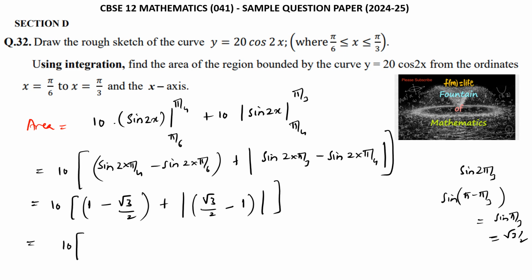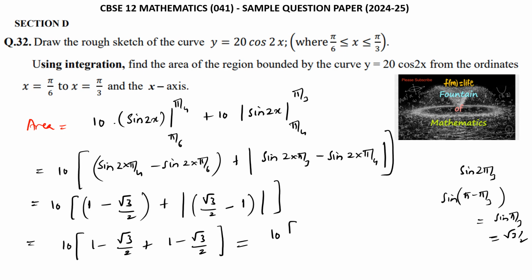So 10 times, and here we know that root 3 by 2 is smaller than 1. So we may consider 1 minus root 3 by 2, because root 3 by 2 minus 1 is negative, so we are applying the minus of that. So minus of 1 minus root 3 by 2, that is 1 plus 1 minus root 3 by 2.